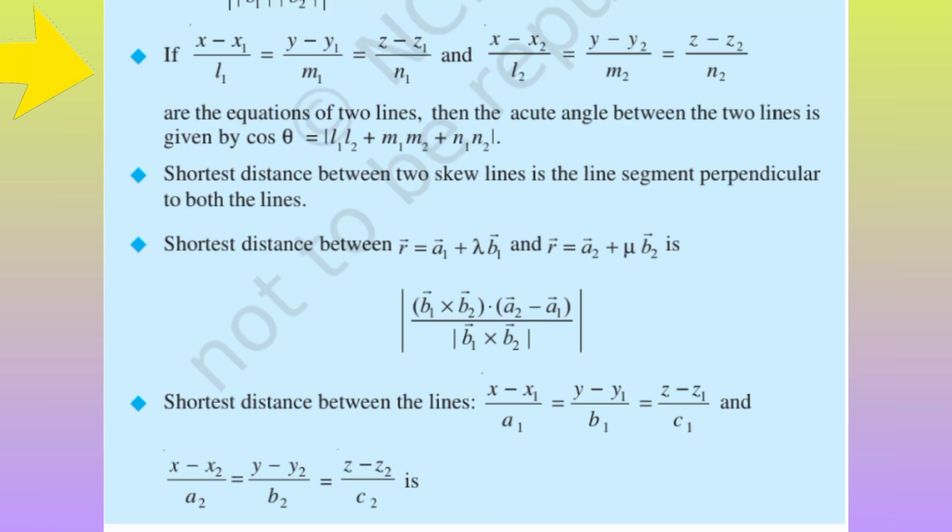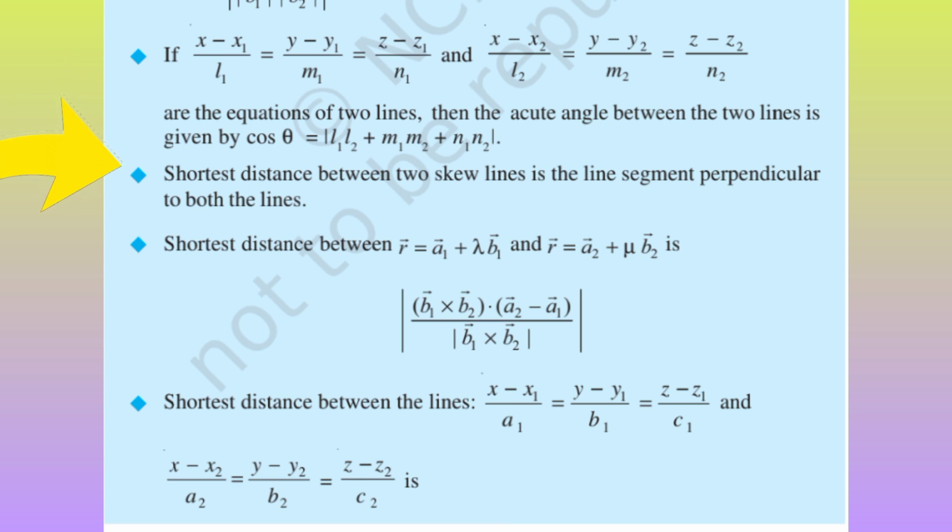If (x minus x1) divided by l1 is equal to (y minus y1) divided by m1 is equal to (z minus z1) divided by n1, and (x minus x2) divided by l2 is equal to (y minus y2) divided by m2 is equal to (z minus z2) divided by n2 are the equations of two lines, then the acute angle between the two lines is given by cos theta is equal to modulus of l1 into l2 plus m1 into m2 plus n1 into n2.